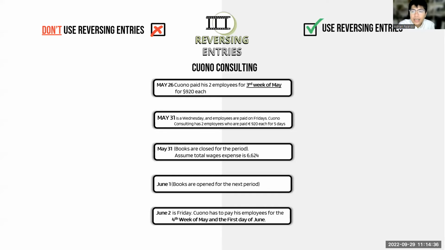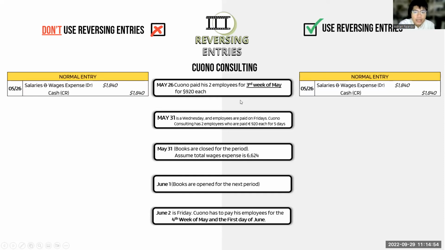So first, kay Kuono, let's look at the previous week expense, right? So in May 26 raw, Kuono paid his 2 employees for the 3rd week of May for 920 each. So the journal entry here would be 920 times 2. Debit salaries and wages expense 1,840. Credit cash 1,840. So we incurred an expense, but then there's no problem. We paid for it already, right? So expense cash, very straightforward.